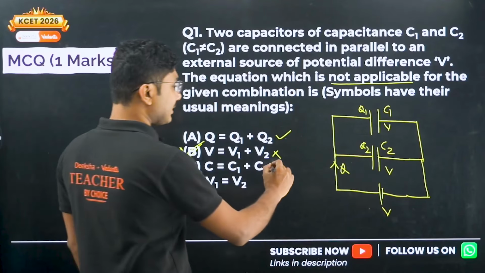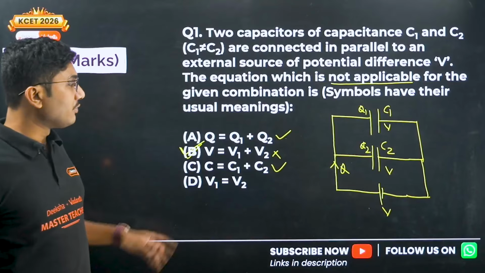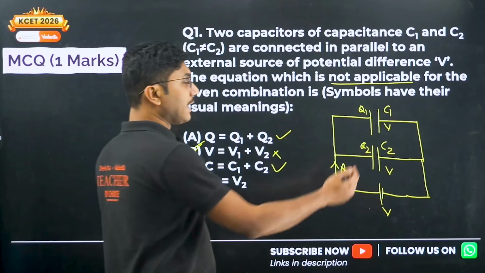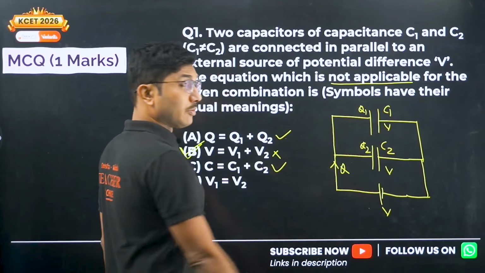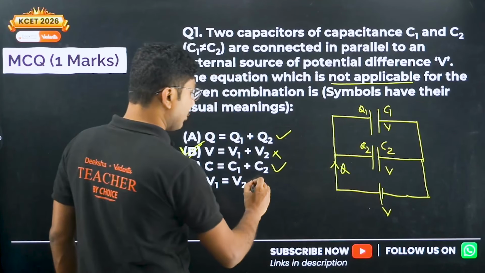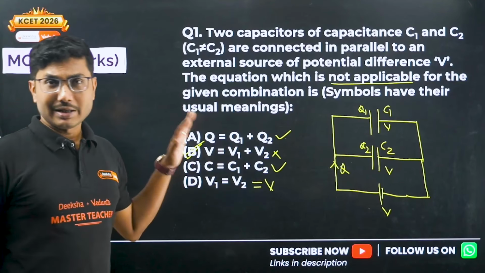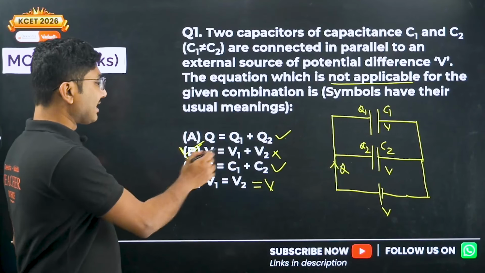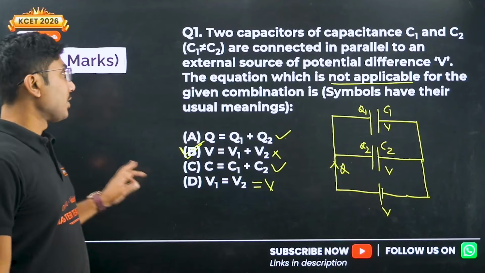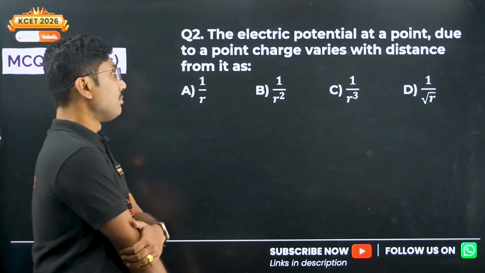So this is a correct statement. And as I mentioned, V1 is equals to V2. We know that in parallel combination the voltage remains same. In fact, this is equals to the voltage of the battery. So this is also a correct statement. So only incorrect statement is option B. Now let's move on to the question number 2.